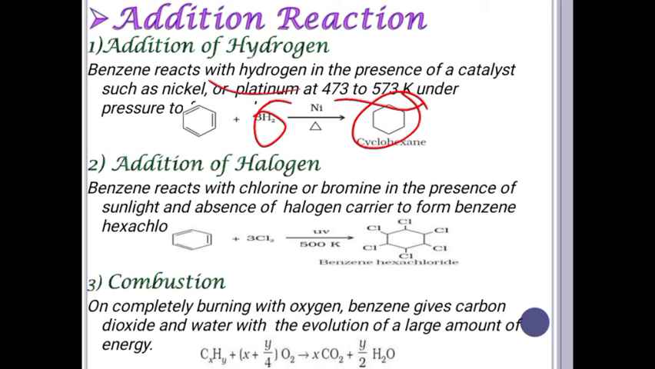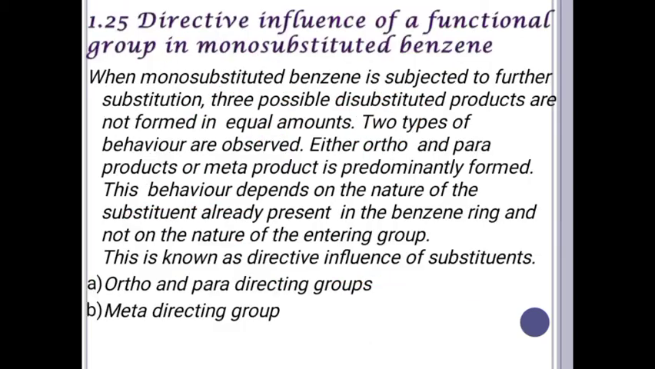Addition of halogen. If we add halogens in the presence of sunlight, we will get benzene hexachloride. If we use bromine, benzene hexabromide. Combustion is addition of oxygen. On completely burning with oxygen, benzene gives carbon dioxide and water with the evolution of a large amount of energy.